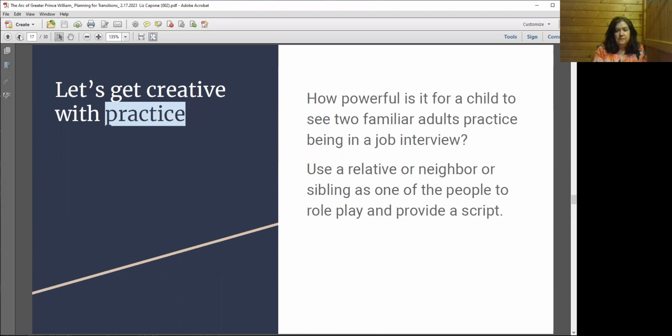Practice. I think practice is so important. I had a student in residential one day. This kind of surprised me. She said, I went online and applied for a job at Safeway, Ms. Capone, and I have an interview tomorrow and I'm really nervous. This was a little girl in residential. She didn't have any parent involvement. She had been in the foster care system.